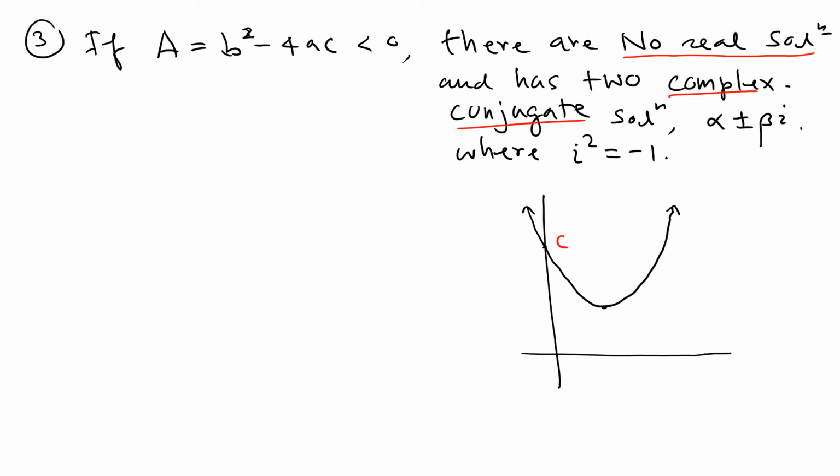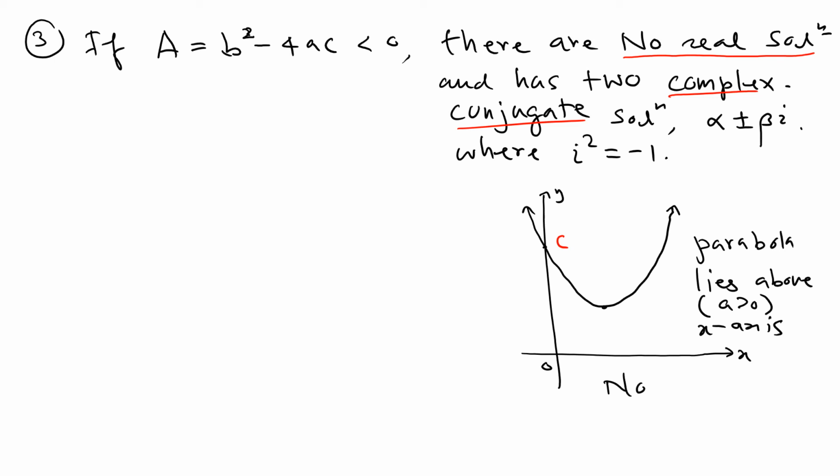You can see the graph lies above the x-axis or below the x-axis depending on the situation. So that's the x-axis. What happens if the graph lies above? So you can see the parabola lies above, if we assume a is positive, above the x-axis. If a is negative, it is below the x-axis. That's what happens, and then you can see there are no x-intercepts.